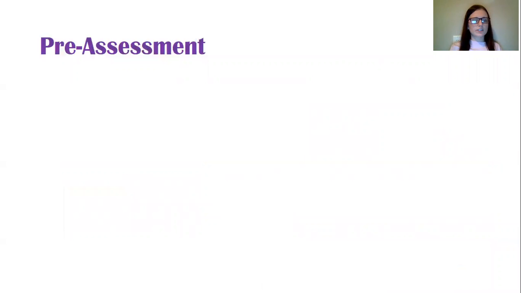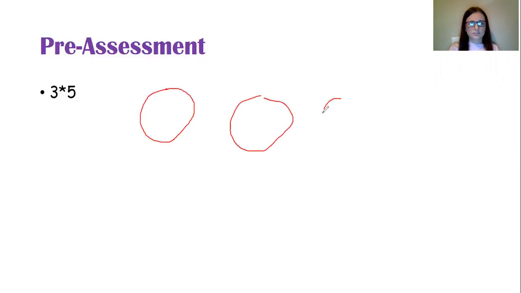So to start out our day, we are going to review and do a little assessment. We are going to multiply two whole numbers together and use a picture to help us. So the problem is 3 times 5. We are going to draw 3 circles. Excuse my drawing. And put 5 little circles in each of our 3 circles.